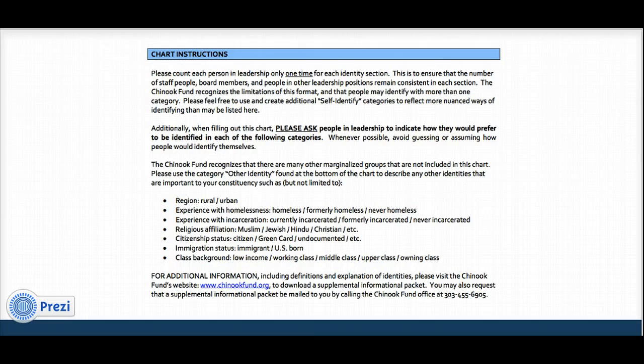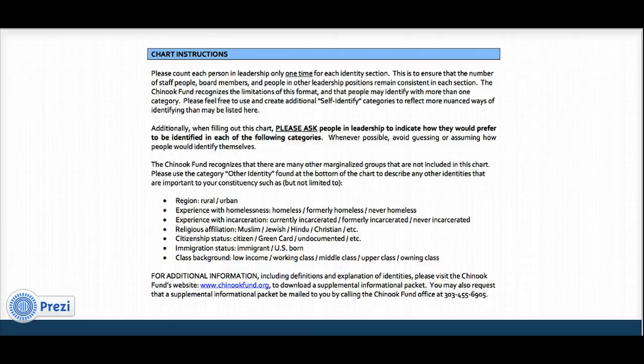Christian, etc. Citizenship status, citizen, green card, undocumented, etc. Immigration status, immigrant versus U.S. born. Class background, low income, working class, middle class, upper class, owning class.